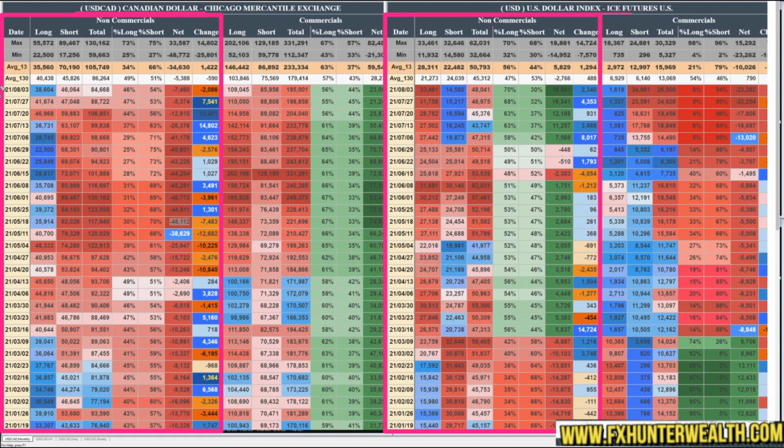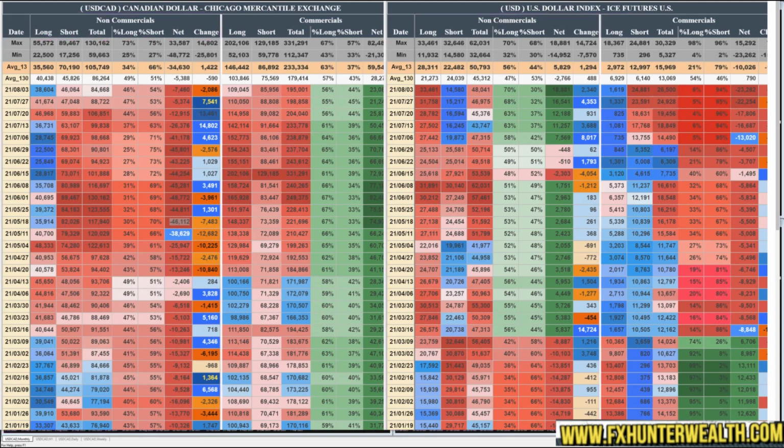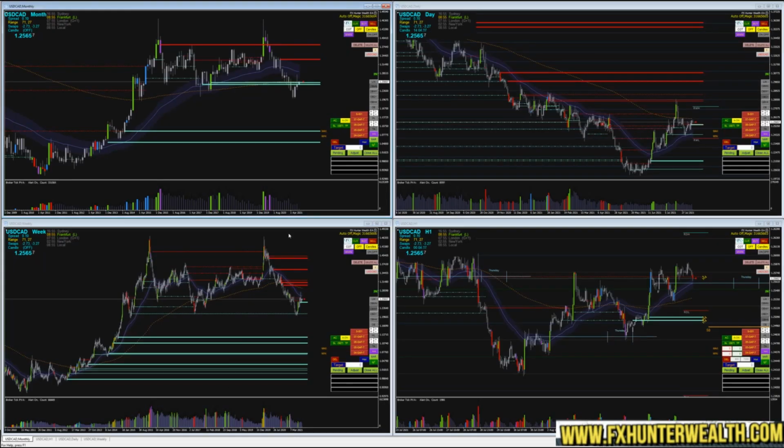So let's start with the USD CAD. We can see here at the top the longs, shorts, total volume, percentage long, percentage short, net positions, and the changes week by week. What we need to see is what they are currently doing. First of all, we need to know what's happening on the chart so we can put it into context. We don't need to analyze it too much.